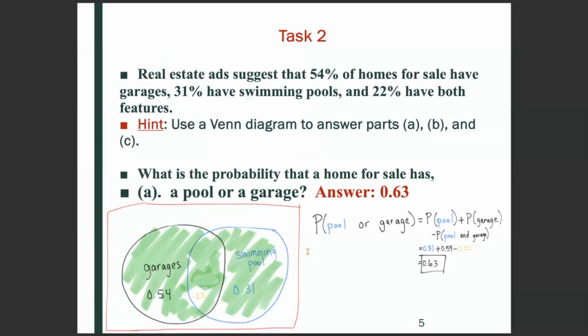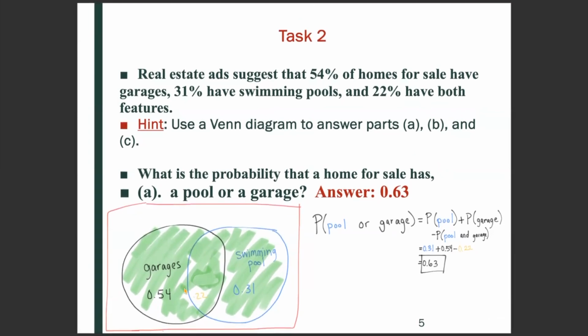Okay, task 2. Real estate ads suggest that 54% of homes for sale have garages, 31% have swimming pools, and 22% have both features. Use a Venn diagram to answer parts A, B, and C. So the first question is, what is the probability that a home for sale has a pool or a garage?